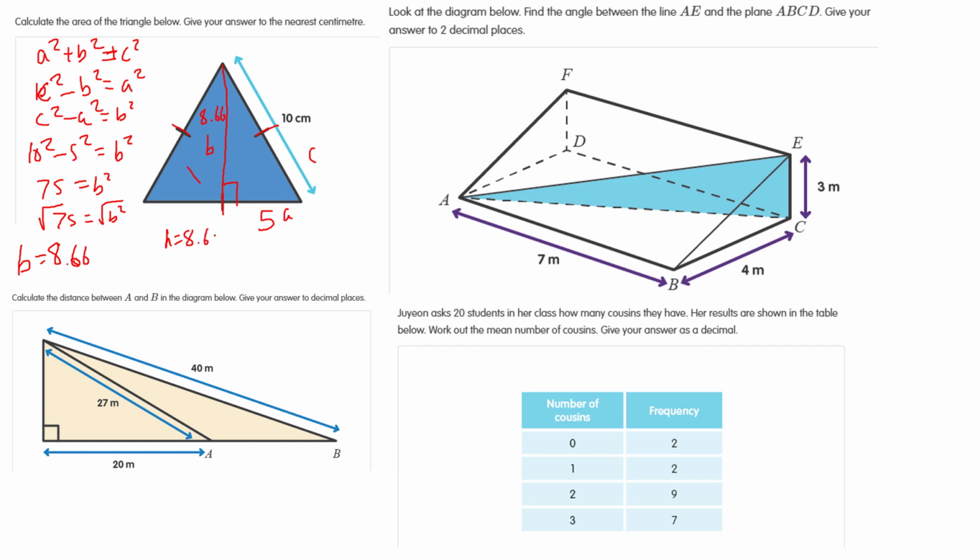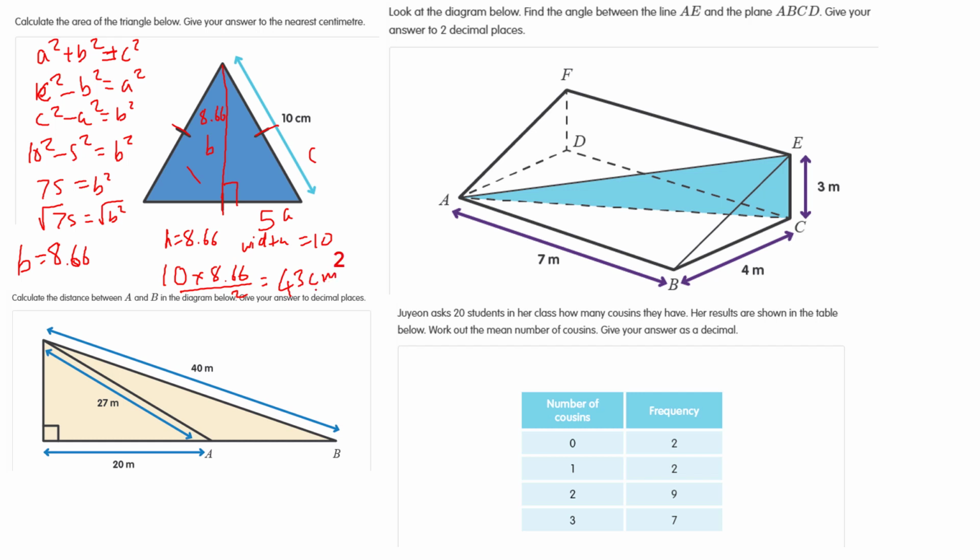So can you see, if that's 8.66, we now have the height of the triangle, which is 8.66, and the width is what? It's not 5, it's 10, so we just do 10 times 8.66 divided by 2 because it's a triangle, and it says to the nearest centimetre, so that answer must be 43 centimetres to the nearest centimetre.